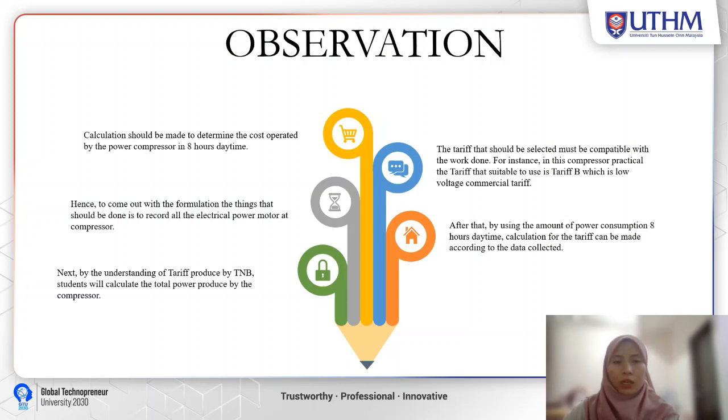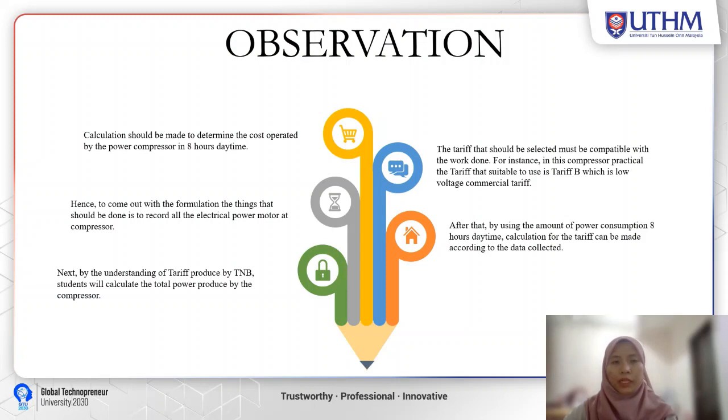Hence, to come up with the formulation, the thing that should be done is to record all the electrical power of the motor at the compressor. Next, by understanding the tariff produced by TNB, students will calculate the total power produced by the compressor. The tariff that should be selected must be compatible with the work done. For instance, in this compressor practical, the tariff that is suitable to use is tariff B, which is the low voltage commercial tariff.